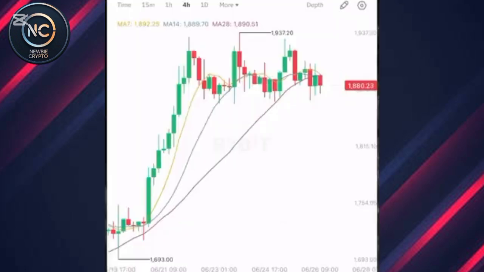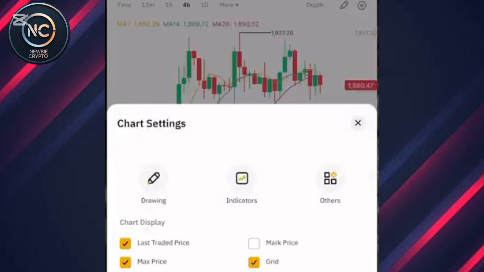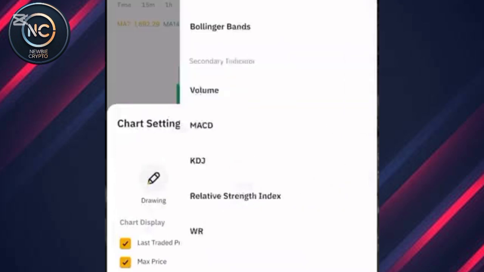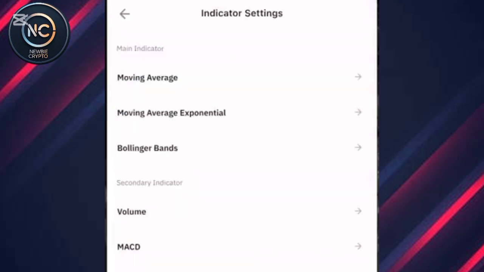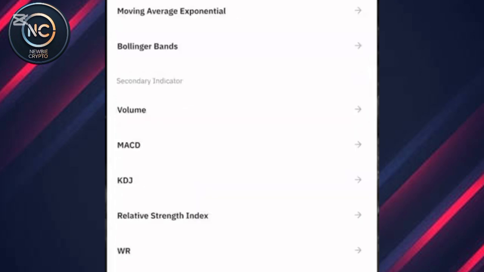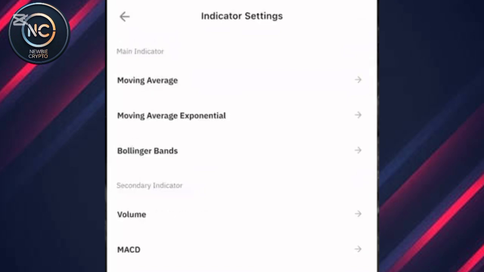Now let's say you want to add indicators to your chart for your technical analysis. What you need to do is to tap on this icon where the arrow is pointing to, and once you tap on it, you can see where you have indicators. So you tap on it, and right here you're going to be seeing the different indicators that you can use on Bybit. You can use moving average, moving average exponential, Bollinger Band, volume, MACD, KDJ, RSI, which is relative strength index, and WR. You can also use different indicators. So whichever indicator you want, just come here and pick it right here.